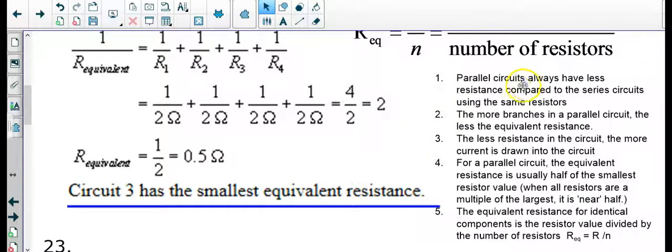I have a few rules here that I went over before. Parallel circuits always have less resistance compared to series circuits, which use the same resistors. And the more branches you have, the less equivalent resistance, and the less equivalent resistance you have, the more current you can draw into your circuit.